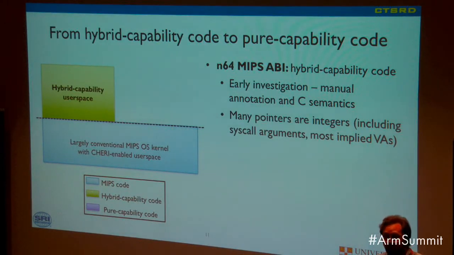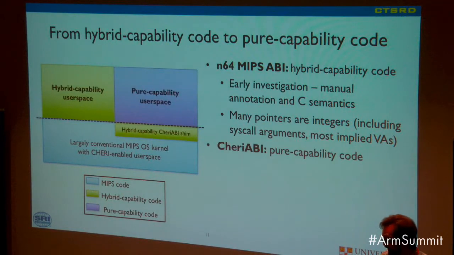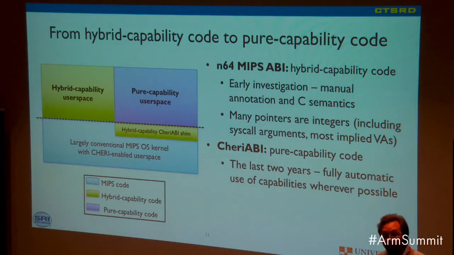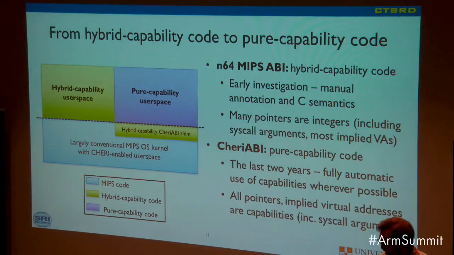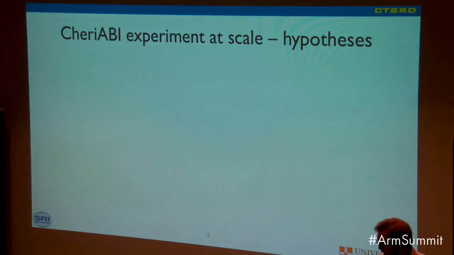The hybrid capability code takes advantage of a process on top of Unix, which is basically a MIPS process. Most pointers are integers. So if we want to run capability-aware code everywhere, then the kernel is going to have to understand how to interact with it. The pointers that go in and out of the kernel are going to be capabilities. This is what we've been working on for roughly the last 2 years, looking at high-level software development on CHERI. And the goal here is that every pointer and every virtual address, and by implied virtual address I mean things like return addresses or vtable pointers, everything in the runtime environment is going to be strongly protected.